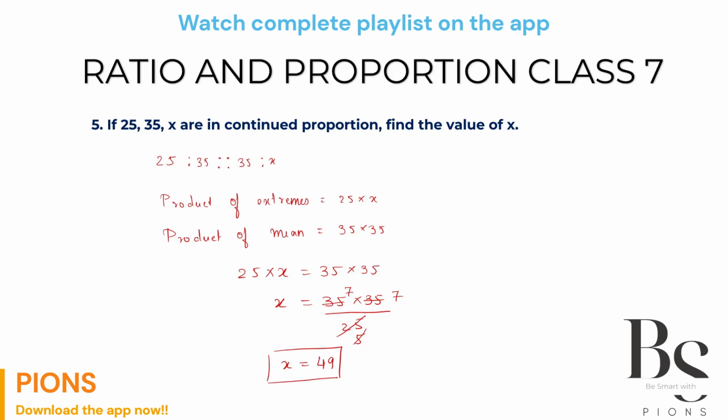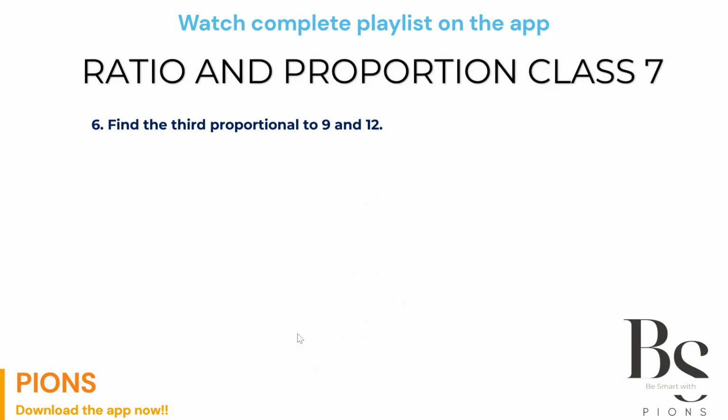Let's move to question number 6. Question number 6 says find the third proportional to 9 and 12. So somewhat like continued proportion, third proportional is also similar. How do we write them? We write it like 9 is to 12 and proportionate with 12 is to x. Okay, so we have to find the value of x.